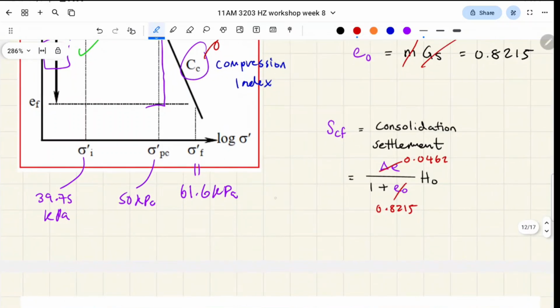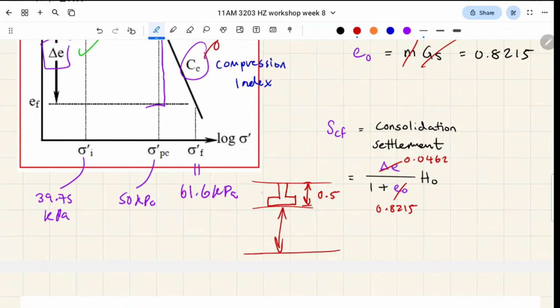So let me just quickly draw this out. So here's our strip footing, right? We're told our strip footing is 0.5 meters into the ground, the base of it. And we have a rock layer down here. So from the top surface of the soil to the rock layer is 2.5 meters. And so our H value, HO I guess, is going to be the difference between those two things. So that's going to be 2 meters.